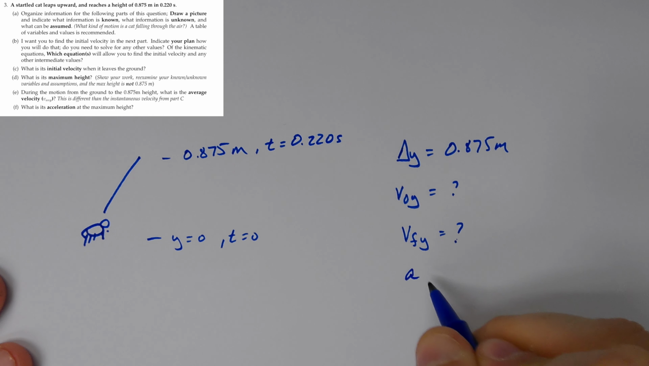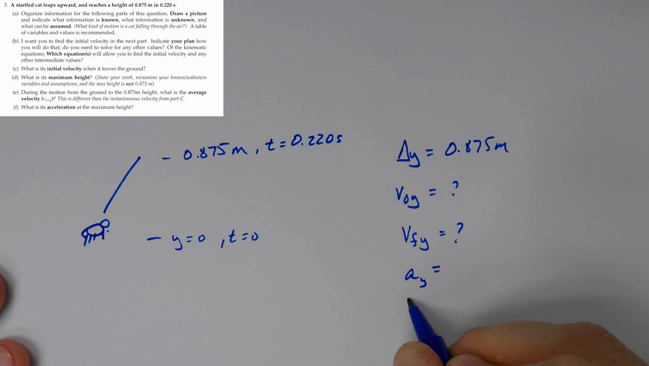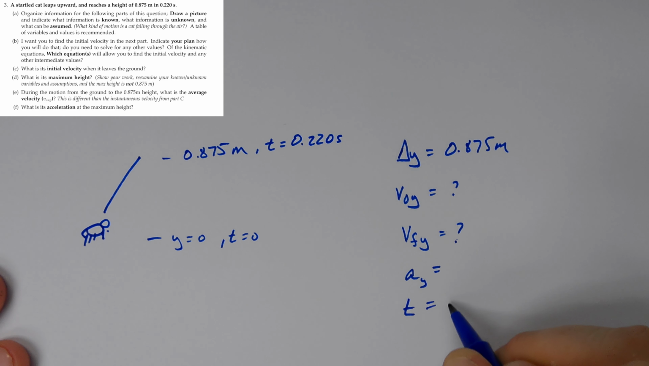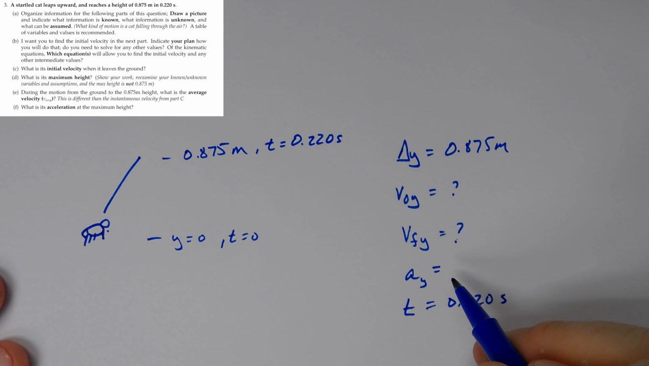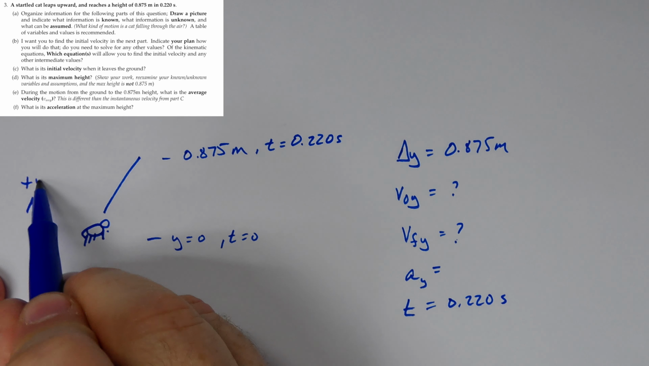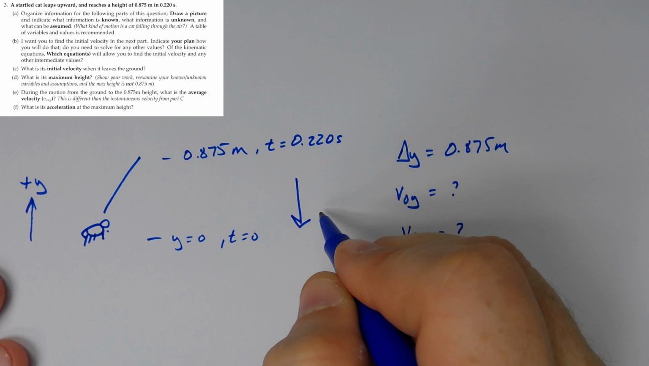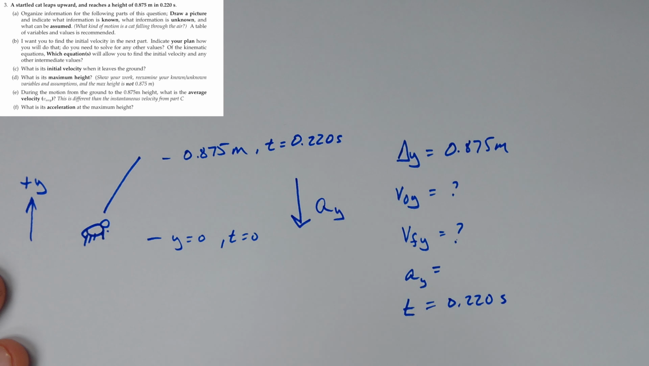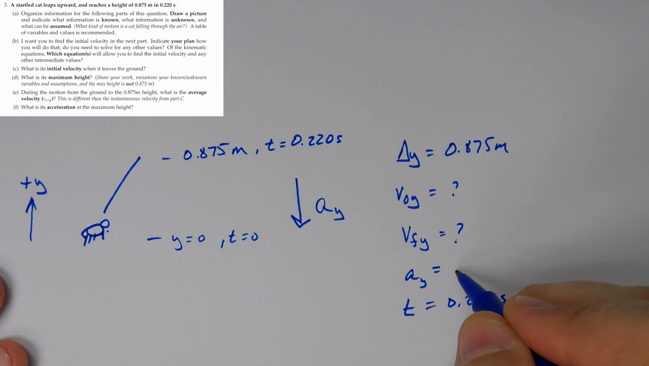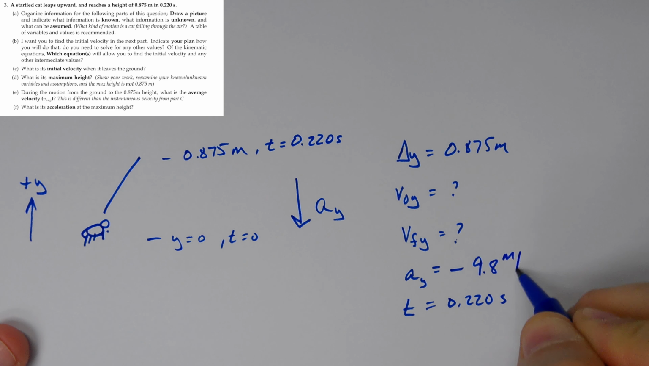Our acceleration is not known yet, but we can make an assumption about it. And our time will be 0.220 seconds. But we can talk about this acceleration. We're also saying up is our positive y direction. Gravity is always downwards. So this is going to be negative, and it's always going to be 9.8 meters per second squared.